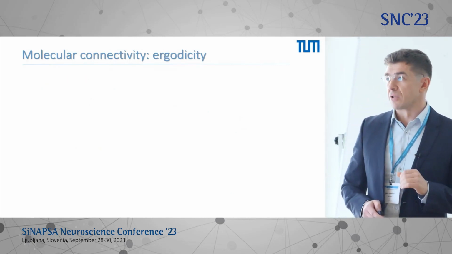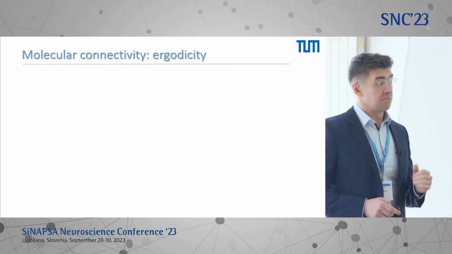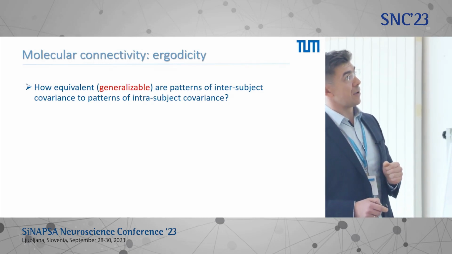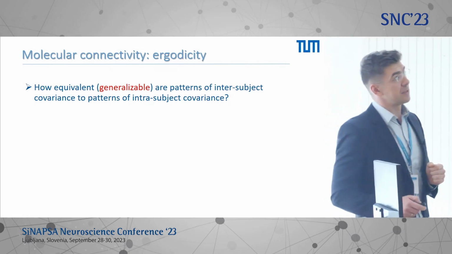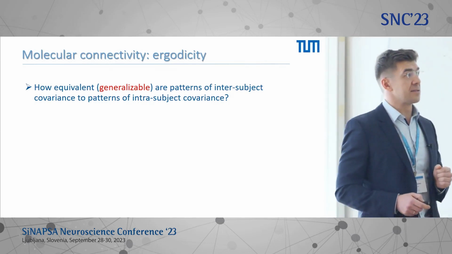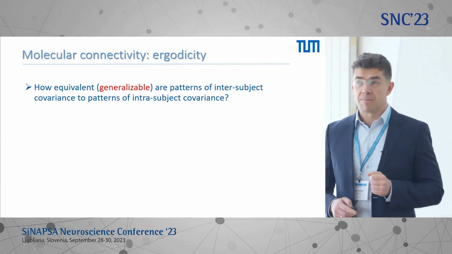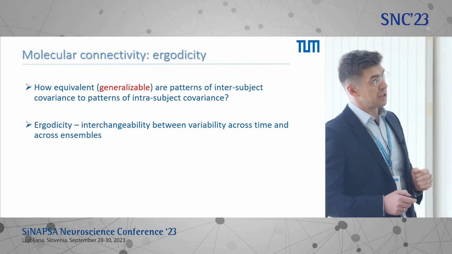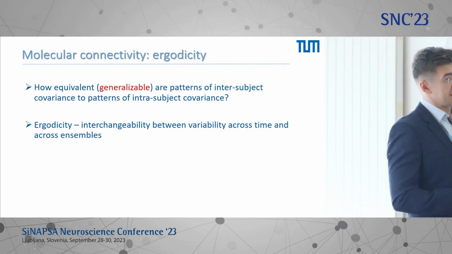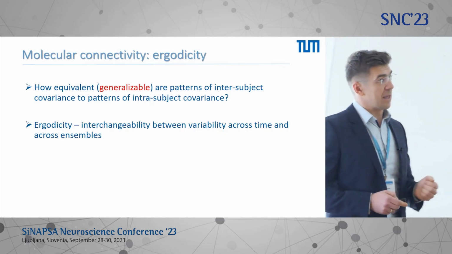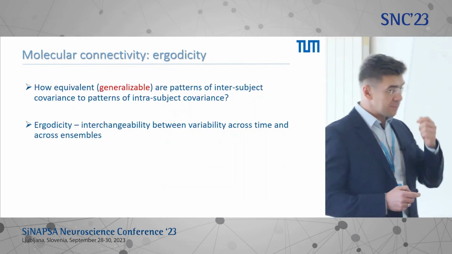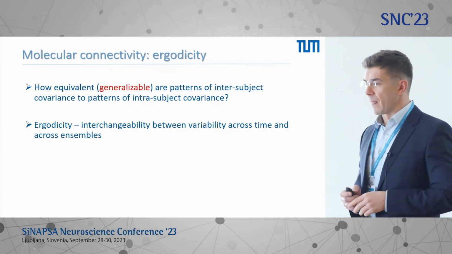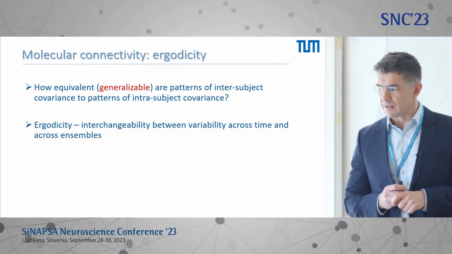And this raises a very important question in biology, medicine, and beyond about ergodicity. So how equivalent are patterns of intersubject covariance to patterns of intrasubject covariance? What is ergodicity? It is interchangeability between variability across time and across ensembles. General definition. And I think the importance of this phenomenon is underestimated in medicine.